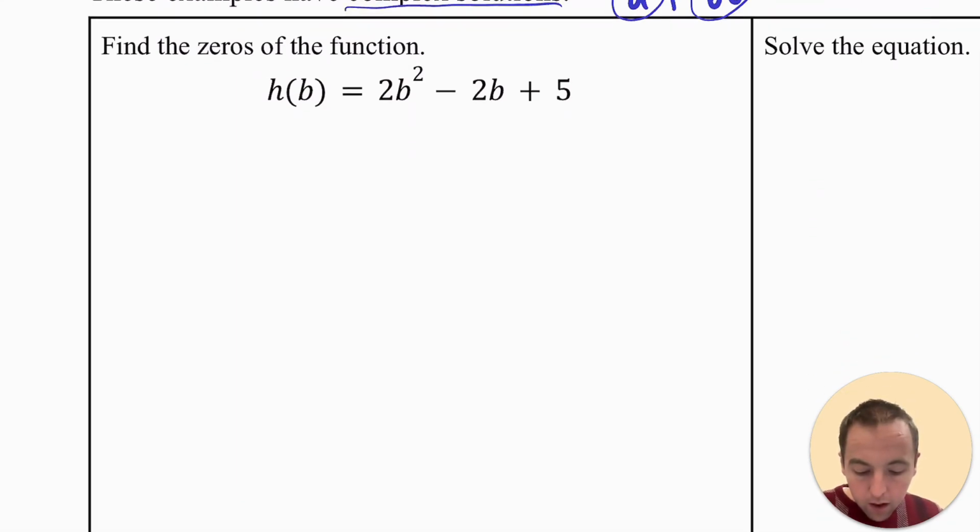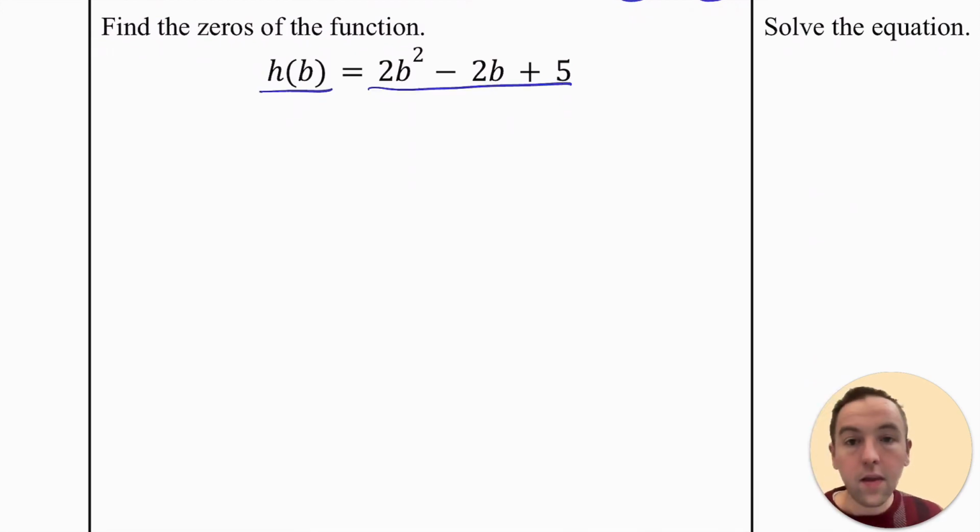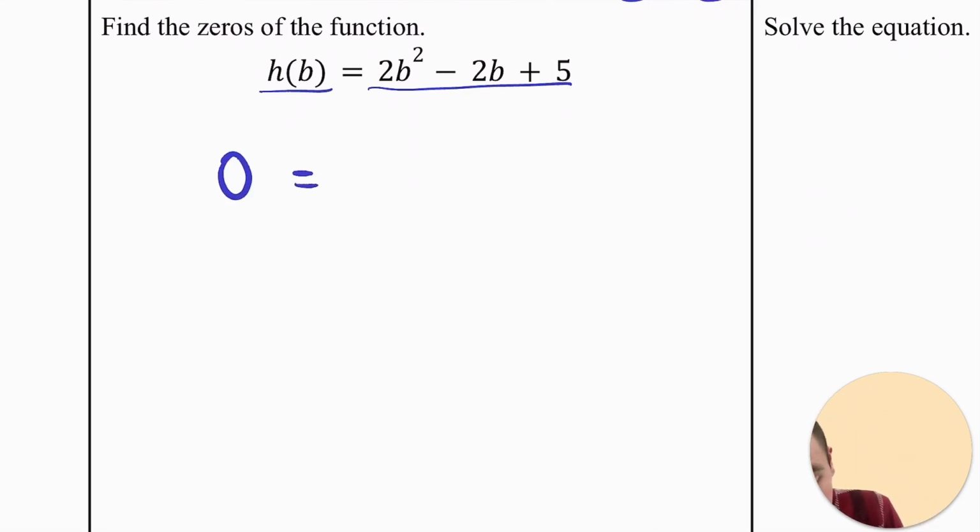Okay? All right, so right here, we're asked to find the zeros of the function. So in other words, we want to find the b values that we can plug into this expression that are going to make the output h of b equal to 0, right? So we really want to get an answer of 0 by plugging in some number b, right?